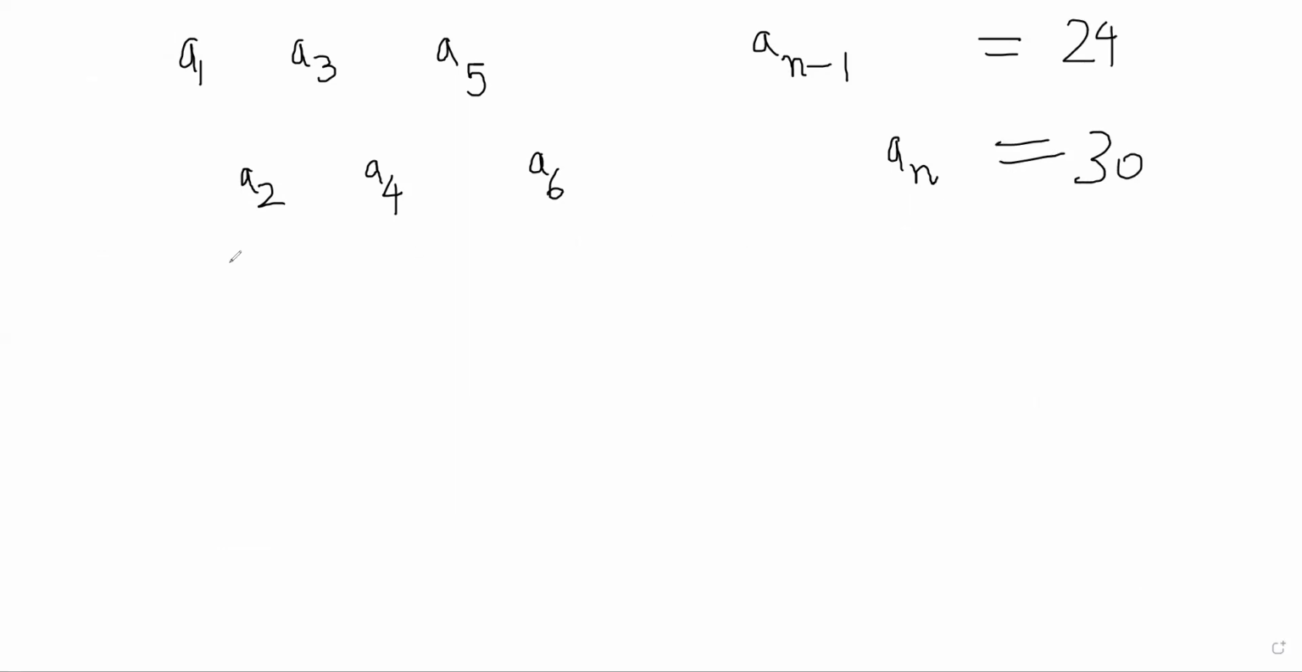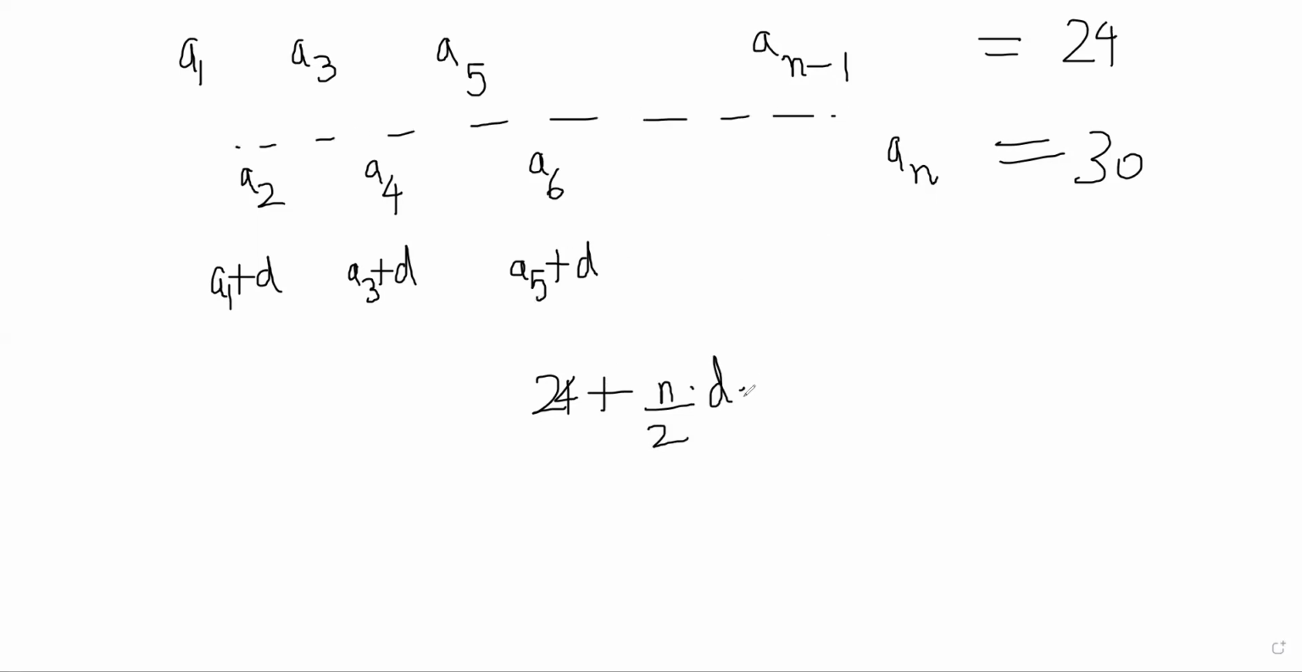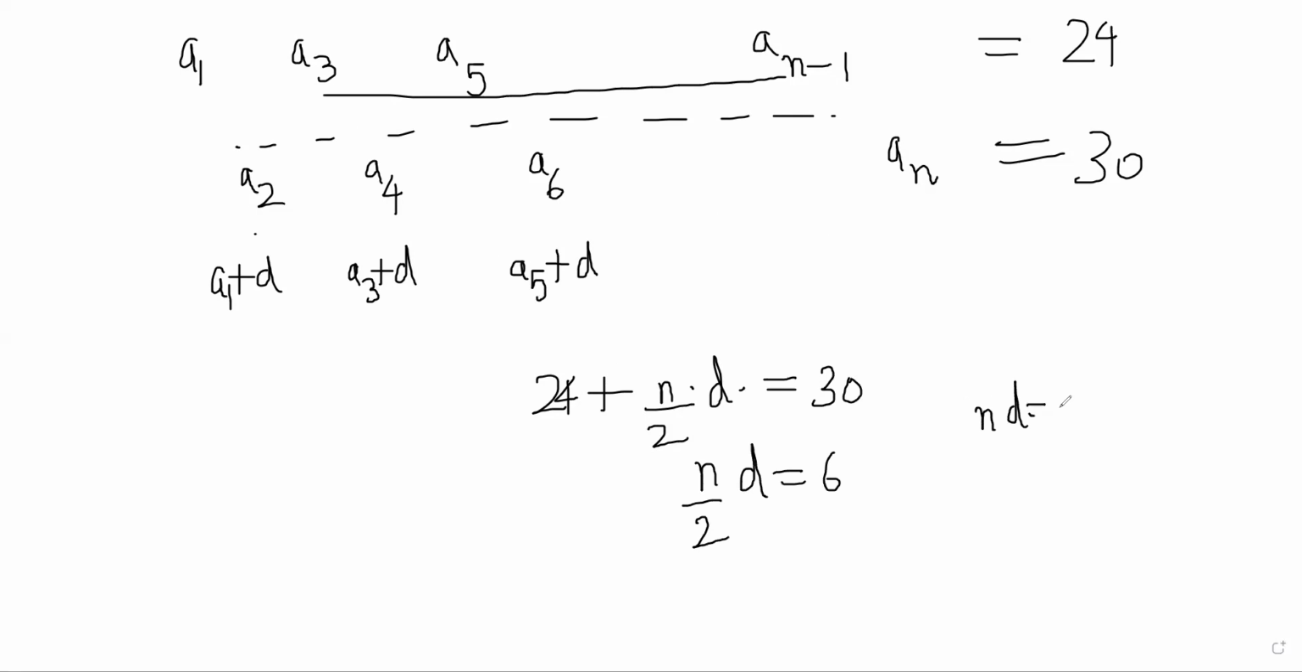a1, a3, a5, up to a n minus 1, and this is a2, a4, a6, up to an. We can see, okay, it's very easy actually. We can see that this sum was 24 and this sum was 30, right? All these terms are a1 plus d, a3 plus d and all, right? So it is 24 plus nd, n by 2 d. The number of terms is n by 2. Every term is d ahead of the previous one, right? 24 plus n by 2 d is 30. So n by 2 d is 6. So nd is 12. This is the extra information we needed, right?